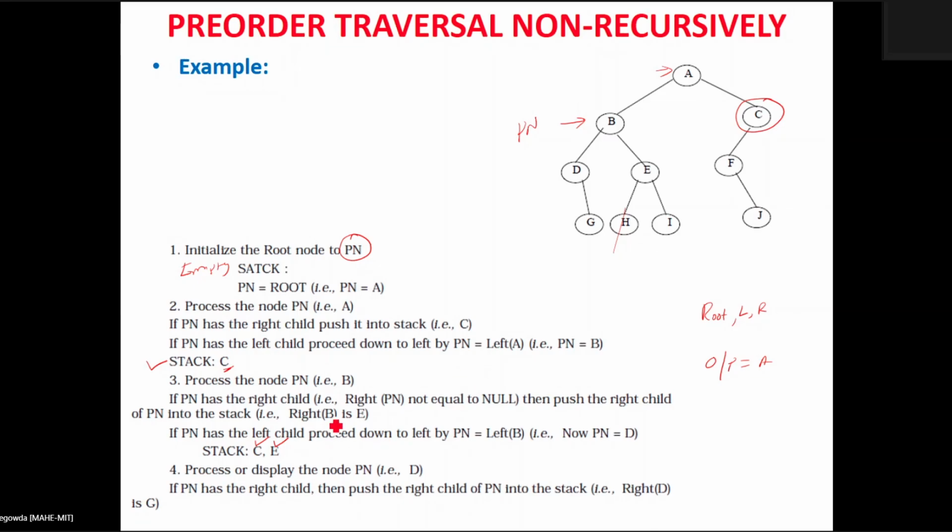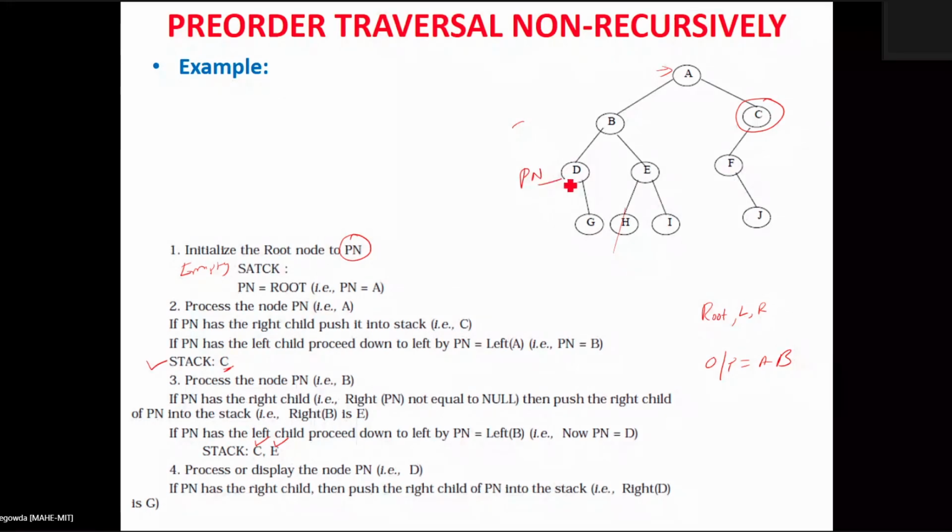Then you have to check whether this particular node has a left subtree or not. Yes, a left subtree for B is present. Then what you have to do is process this B value, so that the output will be B. Then you have to update the Pn value so that it points to the node D now.